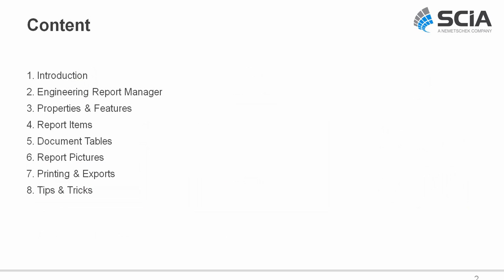First of all, I'll give a short introduction about the engineering report. Next, I explain what you can do in the manager. I will show the properties and the features of the engineering report. Also, I will show you which report items do exist in the engineering report and which kind of tables and pictures you can insert. Finally, I will show you the possibilities of the printing and the exports, and I'll explain you some tips and tricks.